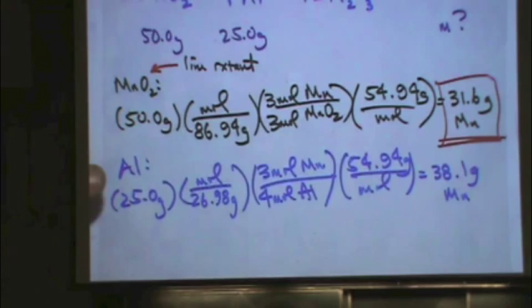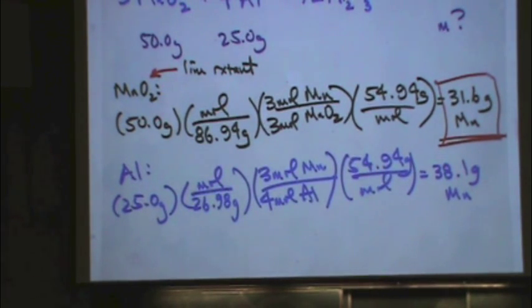What do we call aluminum? In excess. Aluminum is in excess. There's too much of it. Okay? And so 31.6 is the answer you report. Okay, any questions on that?